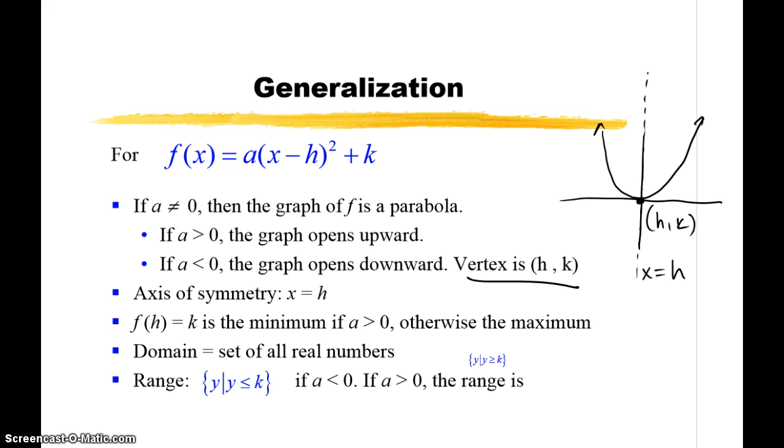The domain, of course, is the set of all real numbers. The range is the set of real numbers y such that y is less than or equal to k, the y-coordinate of the vertex, as long as a is less than 0. Or, if a is bigger than 0, the range is simply all the values of y that are bigger than or equal to the y-coordinate of the vertex, right?